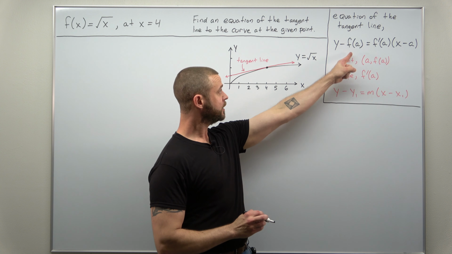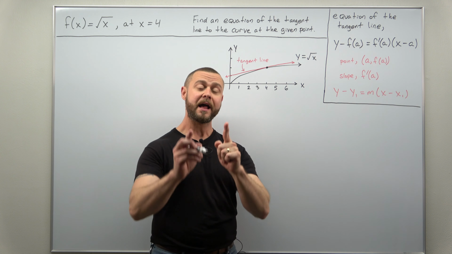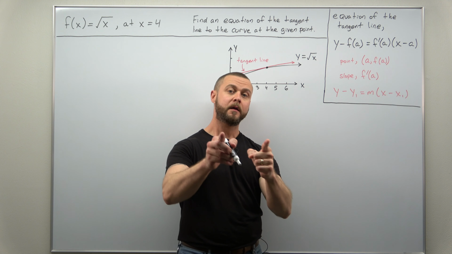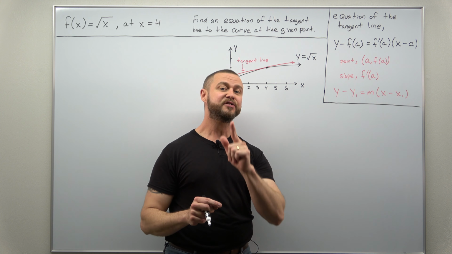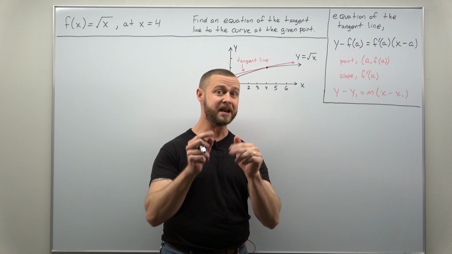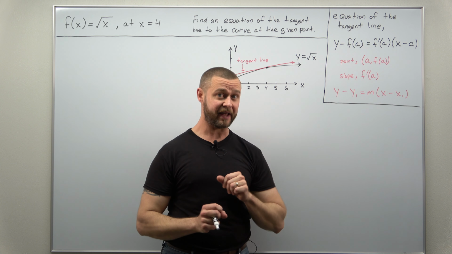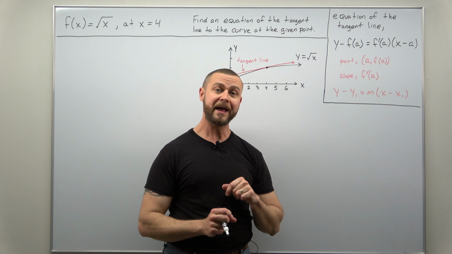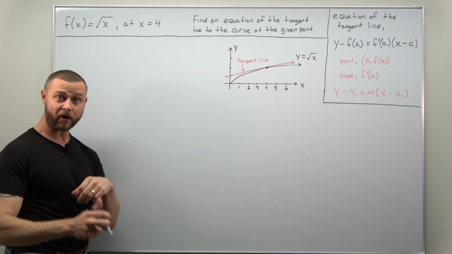Two quantities. You need a y coordinate, that's f of a, and you need the slope, f prime of a, the derivative. That's how we find slopes of tangent lines in calculus. One of the main ideas in the beginning of Calculus 1: derivatives are slopes of tangent lines. So let's first visualize this to help guide us through what we're calculating.